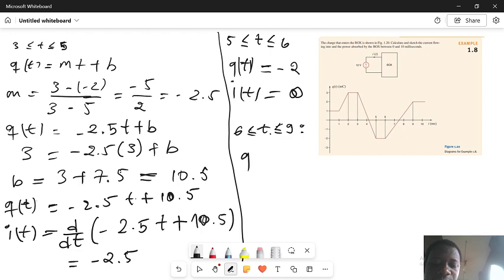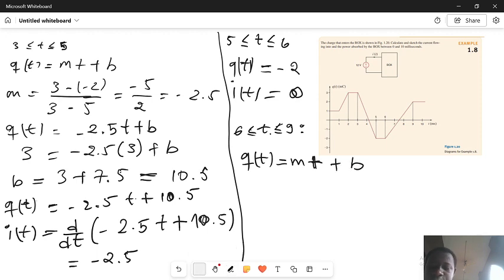Now when the time is from 6 to 9, the charge q(t) is equal to mt plus b, as we saw previously. Now to find the value of m, I can go directly, taking this point, where I have minus 2, minus the second point, where I have minus 2.